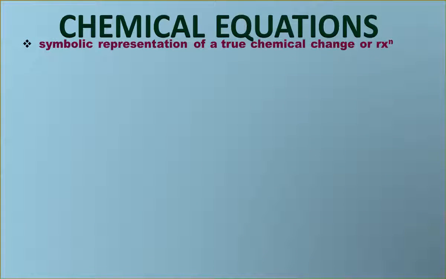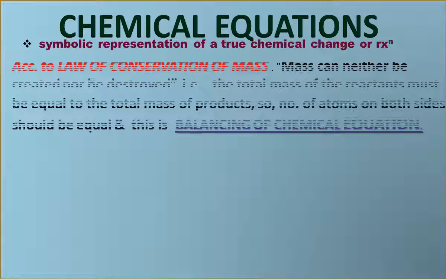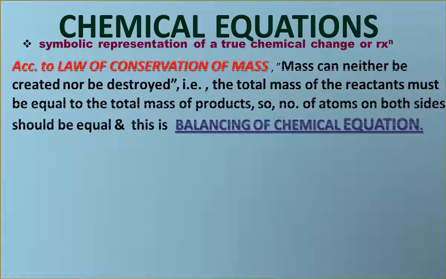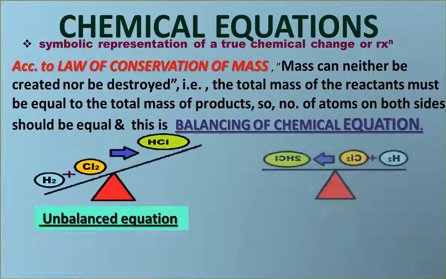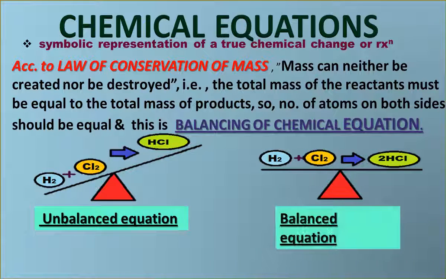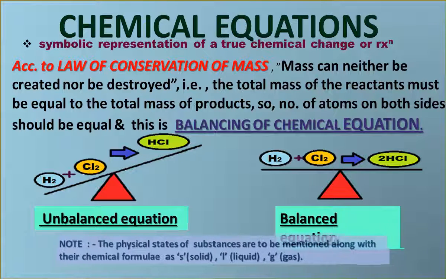Now, talking about chemical equations, these are the symbolic representation of a chemical change or a reaction. According to the law of conservation of mass, the total mass of the reactants must be equal to the total mass of the products. That is, there must be an equal number of atoms on both sides. So we can have a look at this unbalanced reaction, and this balanced reaction.